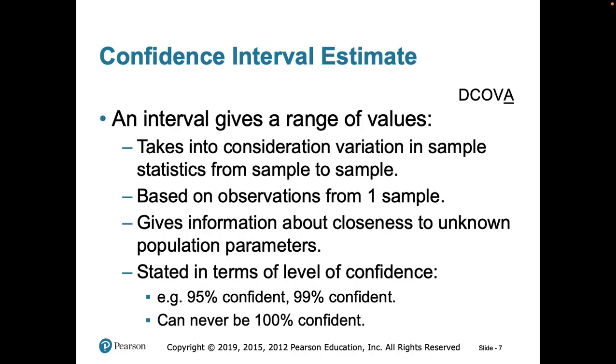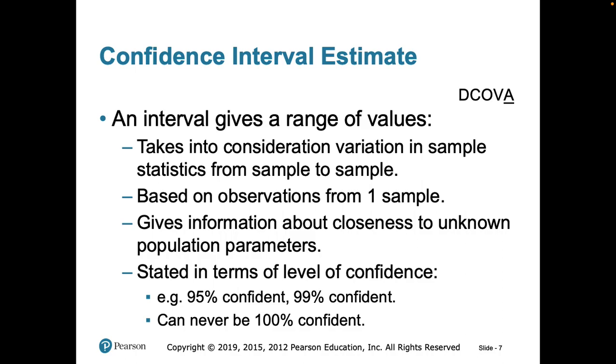So an interval gives you a range of values. It is going to take into consideration variation in sample statistics from sample to sample. So let's say that you are trying to find out what the average score is for the final exam for all of the college. There is going to be a lot of data, so you're just going to take some samples because you might not have access to all of the data.